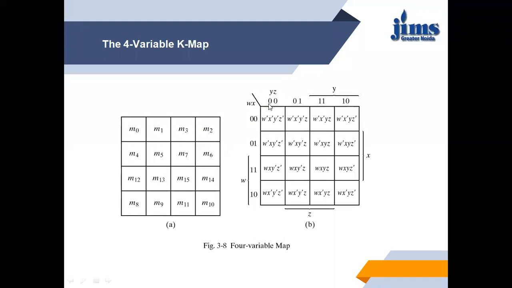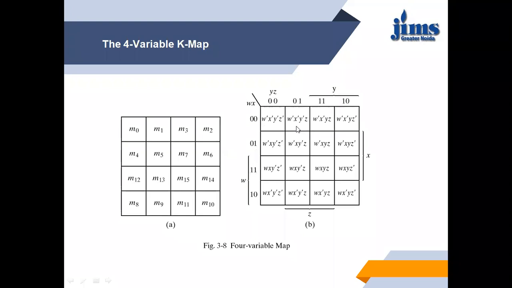Again, we have in the rows 0, 0, 0, 1, 1, 1, 1, 0. You can say that these codes are written in gray code, so that one bit changes at a time when we are moving from one cell to another cell. Again, in the columns, we have 2 input variables. Then again it is 0, 0, 0, 1, 1, 1, and 1, 0. So with the 4 input variables, we have 16 distinct combinations.